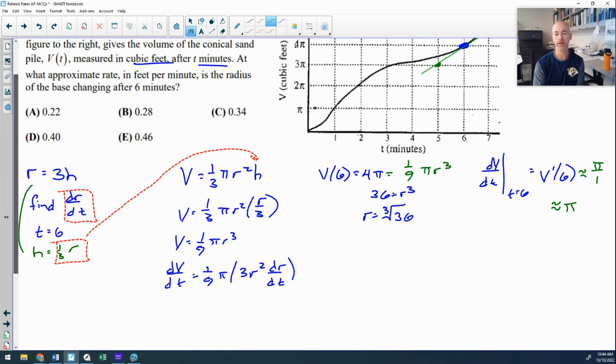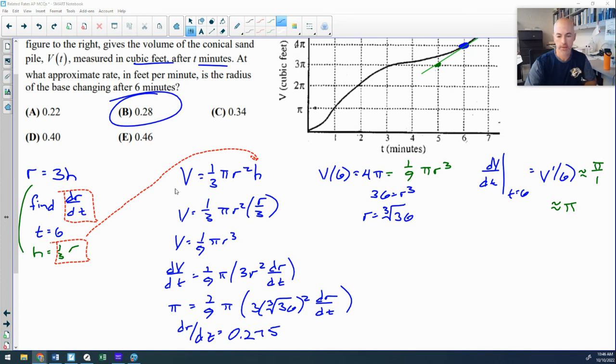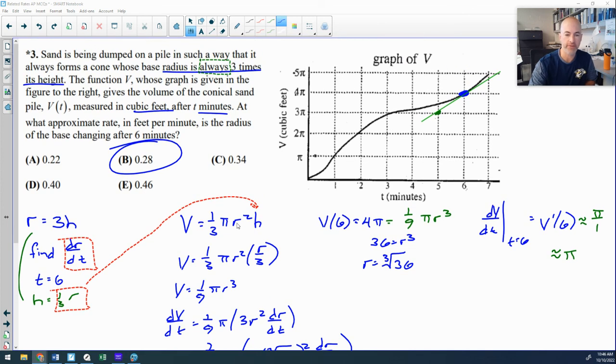Now I can plug in cube root of 36 and pi for my r and dV/dt. And when I substitute those in, I will throw this in a calculator. 3 times the cube root of 36, holy cow, that's ugly, squared, times dr/dt. We will divide that in a calculator and get my decimal answer. All right, there we go. So I'm getting 0.275 when I solve that. That is a very challenging problem.